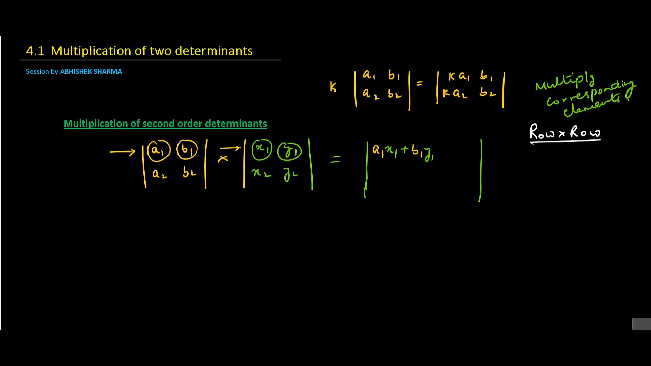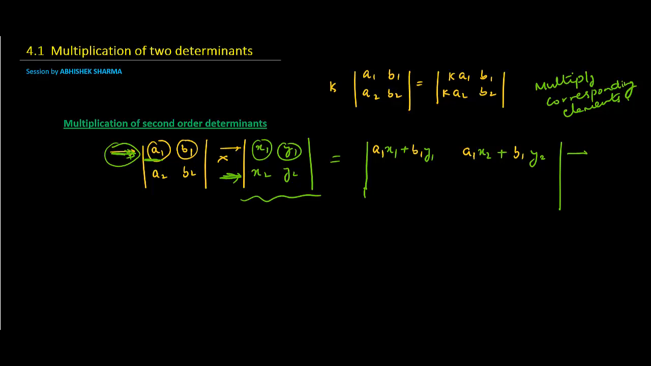Now in the same way, once we are done with the first row of the second determinant, we move to the second row of the second determinant. We again multiply a1 and b1 with the corresponding elements of this row: a1 x2 plus b1 y2. Until we change the row of this determinant, we do not change the row here. So first we multiplied its first row with the first row of the other, then its first row with the second row of the other, always multiplying corresponding elements.